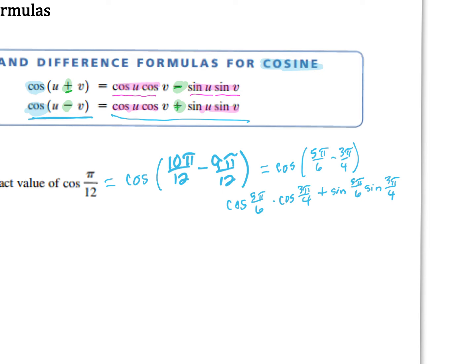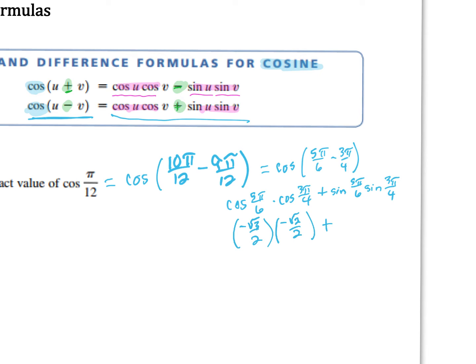Cosine of 5 pi over 6. That's negative square root of 3 over 2. Negative square root of 3 over 2. Sounds good. And then the cosine of 3 pi over 4, Katie? Cosine of 3 pi over 4. Okay, something's missing there. Be careful. Okay, good. Negative square root of 2 over 2.